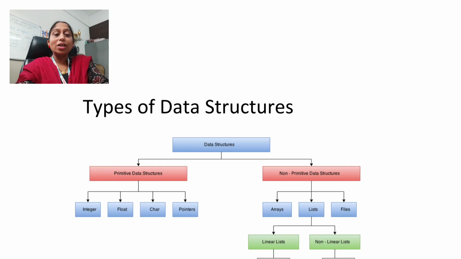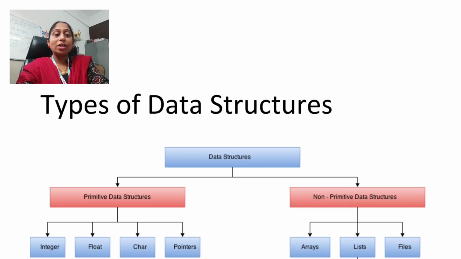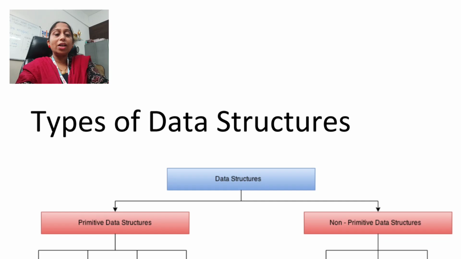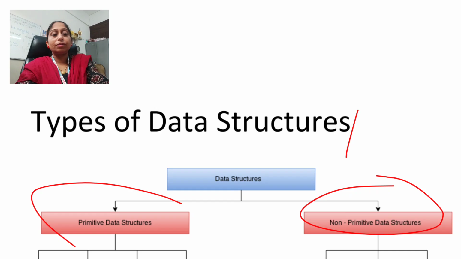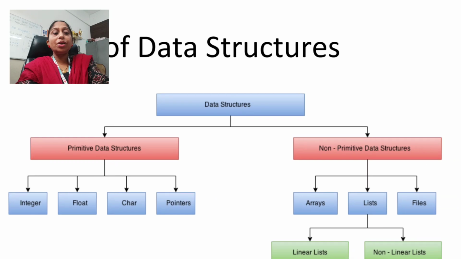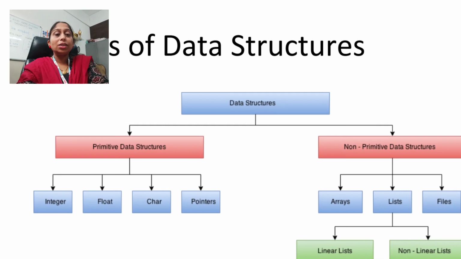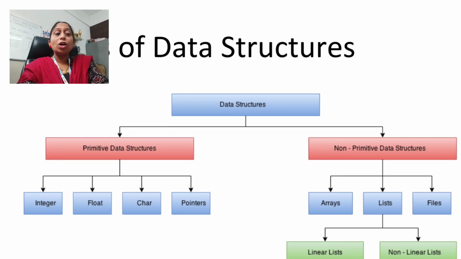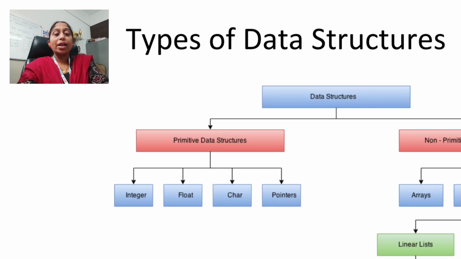Now, a very important part of data structure: types of data structures. The important types are primitive data structures and non-primitive data structures. So what is meant by primitive and non-primitive data structure? Primitive means it holds a single value. Non-primitive holds multiple values. So if we already know data types like integer, float, character, and pointer, these primitive data structures hold a single value.